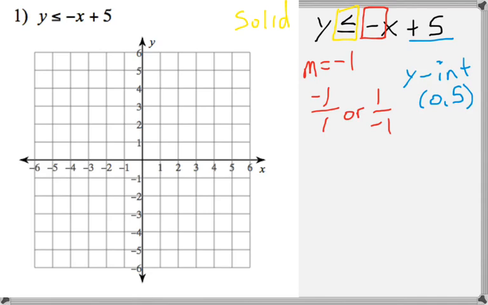Now we're ready to graph like we did when we had an equation. We need to plot our y-intercept, which is the point (0, 5), right here. Then we go down 1 and to the right 1, and we continue to do that until we fill in our graph. Our other option would be to go up 1 and to the left 1. Now we've filled in all the points on our graph. We want a solid line, so we draw our line through here.